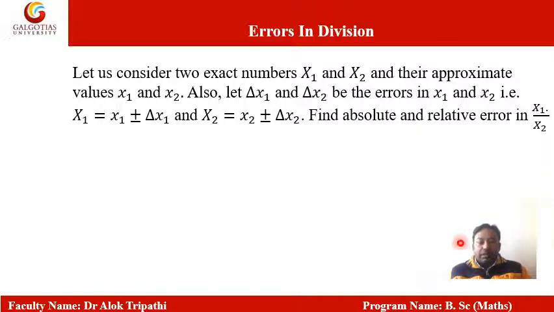The error in division, I'm leaving this to you as an exercise. I'm giving you two exact numbers, X1 and X2, and their approximate values are small x1 and small x2. Delta x1 and delta x2 are the errors in the approximate values of these numbers. So we can write X1 = x1 ± delta x1 and X2 = x2 ± delta x2. You have to find the absolute and relative error in the division of these two numbers.